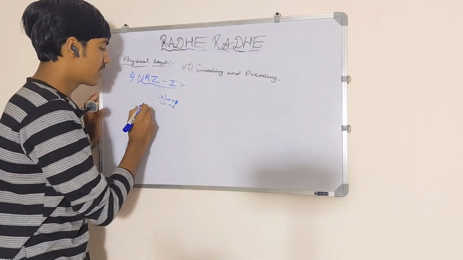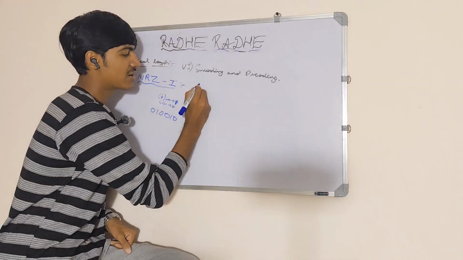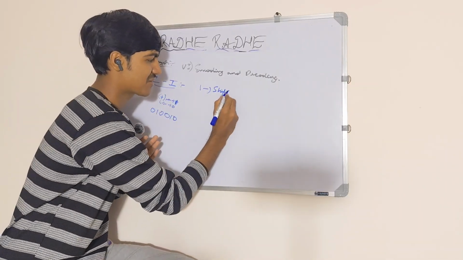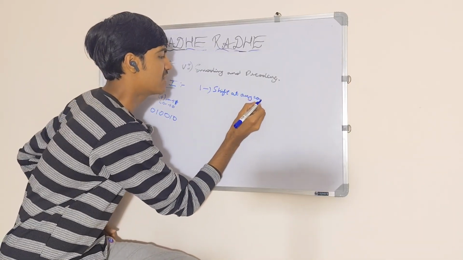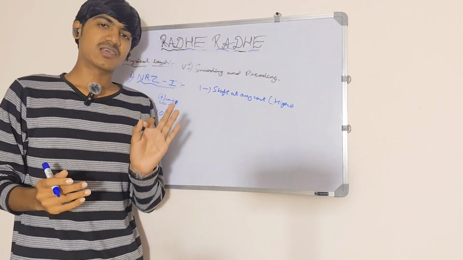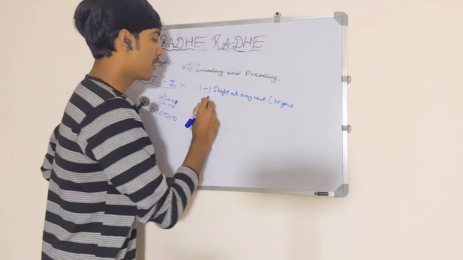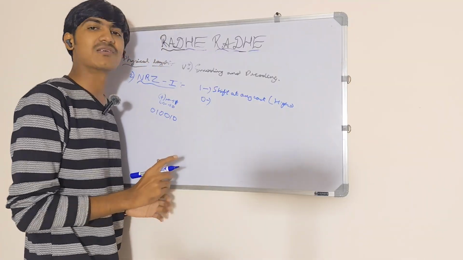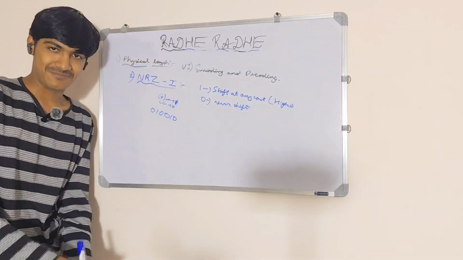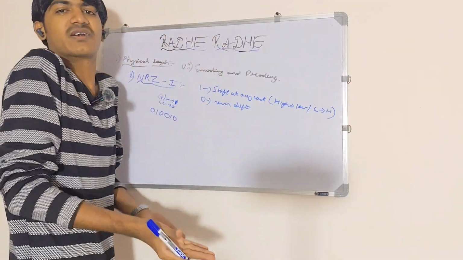Example: 0, 1, 0, 0, 1, 0. What I will do is, if the bit value is 1, I will shift at any cost, from high to low or low to high. If I am in high, I will go to low. If I am in low, I will go to high. But if it is 0, I will never shift. It depends on wherever it is.